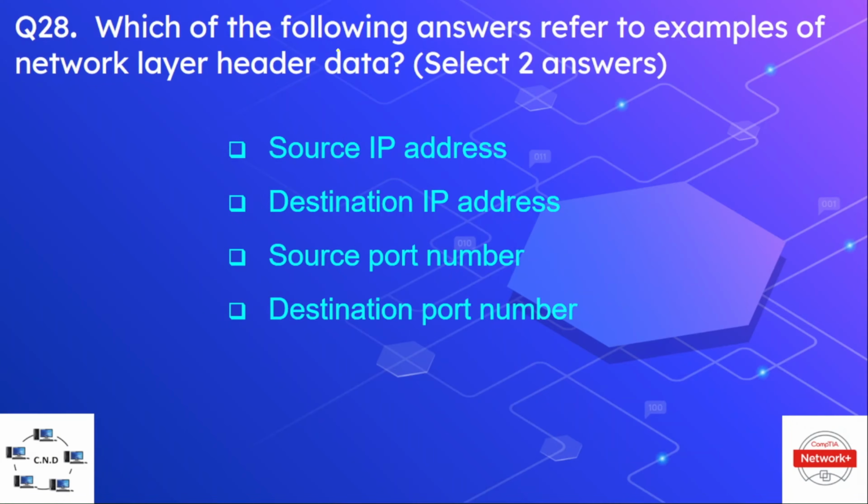Question number 28 is: which of the following answers refer to examples of network layer header data? We have to select two answers, and the options are source IP address, destination IP address, source port number, and destination port number. And the correct options are source IP address and destination IP address. So IP operates at layer 3, and the source and destination port numbers operate at layer 4, the transport layer.